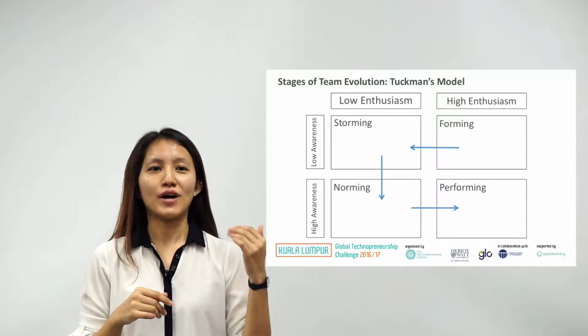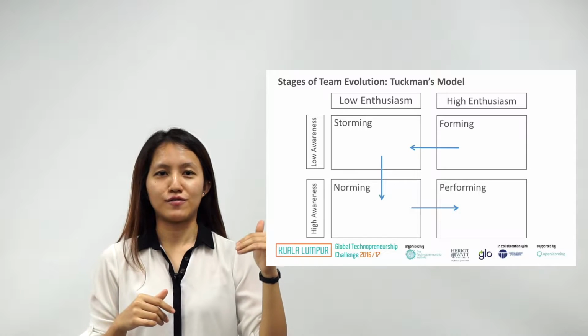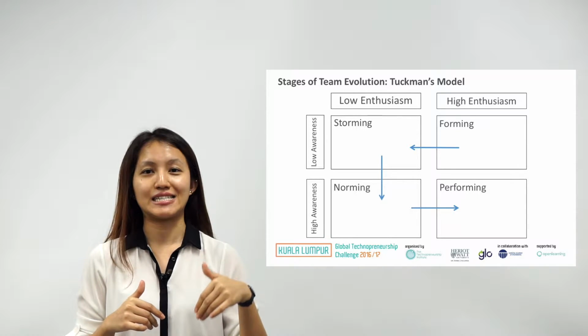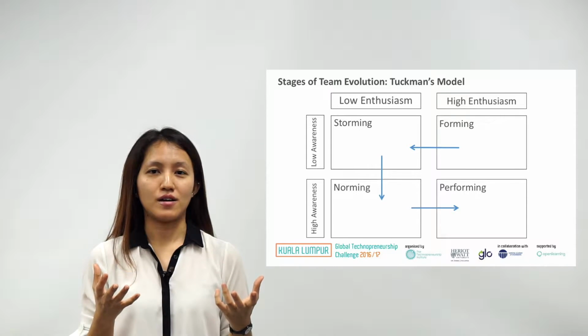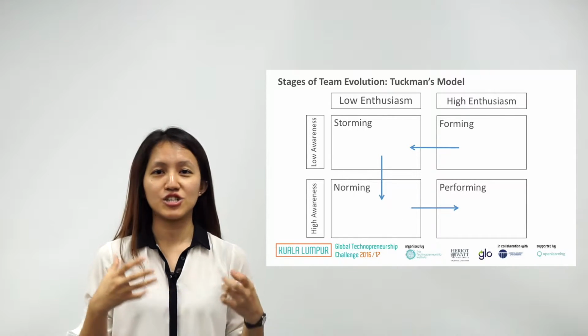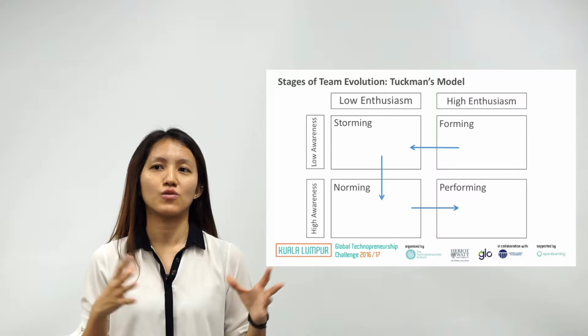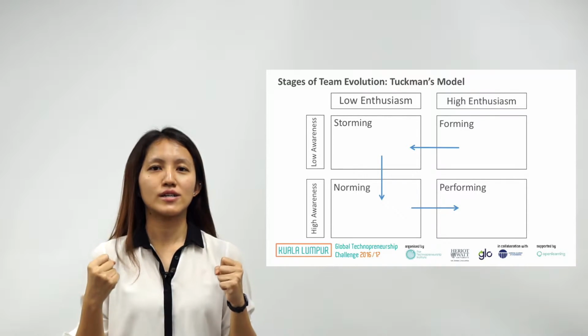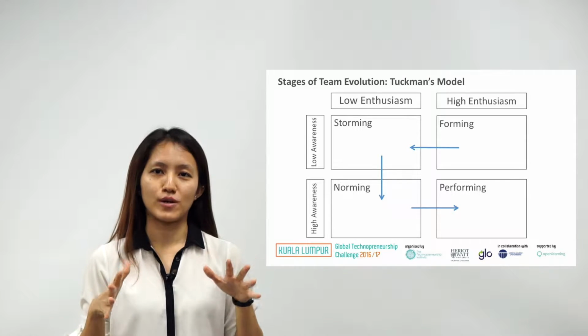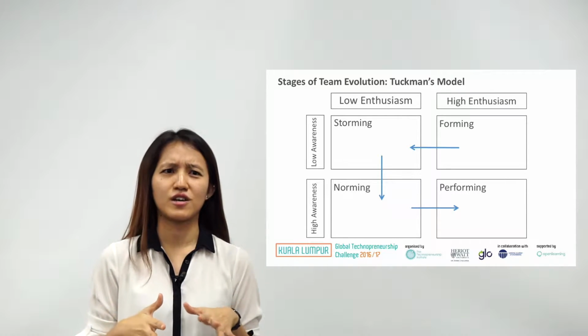But what happens after you brave a storm? This is when the third stage comes in. At the norming stage, glitches and conflicts have been resolved. You know your team members pretty well. Everyone's starting to have a groove of whatever they're working on.